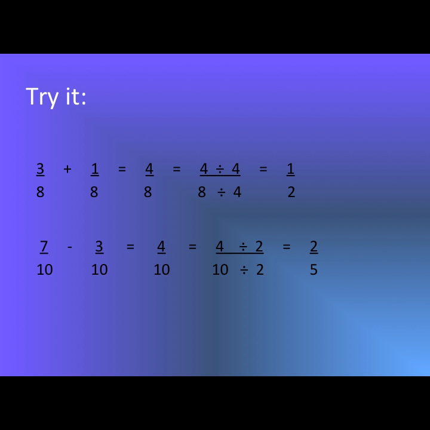For 7/10 minus 3/10, the answer is 4/10, because 7 minus 3 is 4, and then 10 is the denominator. 2 is the greatest common multiple, so 4 divided by 2 is 2, and 10 divided by 2 is 5.